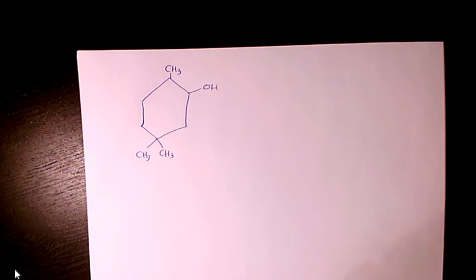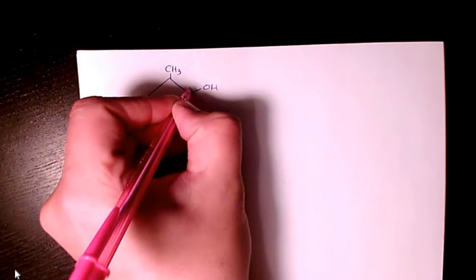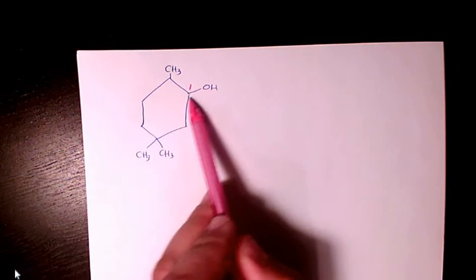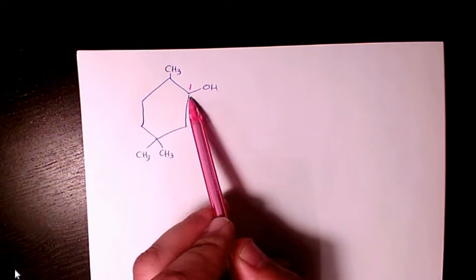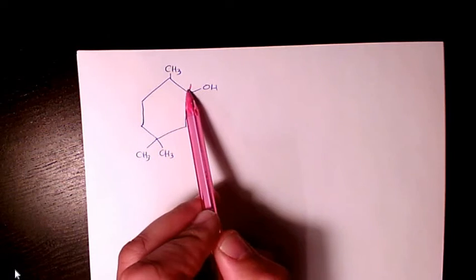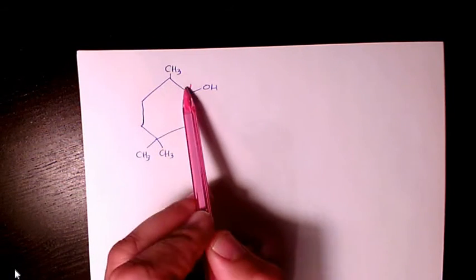So we start numbering the carbon. It's going to be 1 because the alcohol is here, hydroxyl group is here, so we start with 1. Should we go this side or that side? We need to go that side because methyl is closer to hydroxyl. 2, 3, 4, and 5.